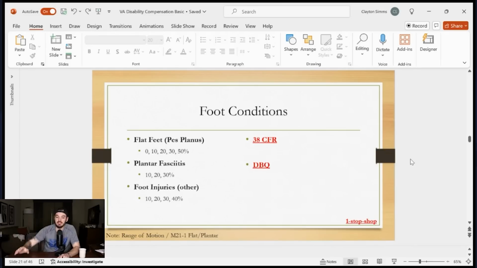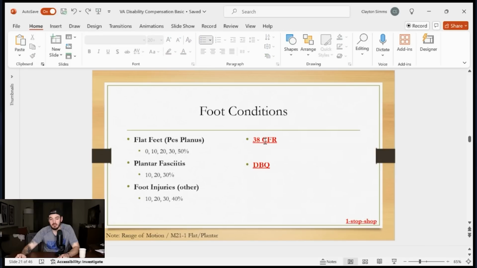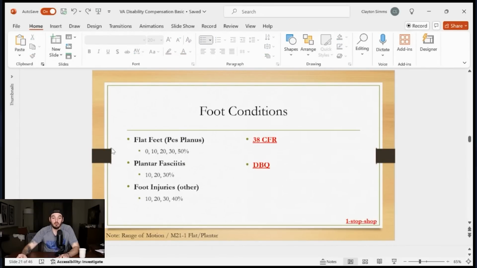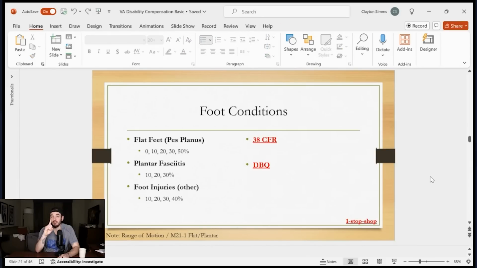Then we have foot conditions, flat feet, plantar fasciitis, and other foot injuries. There are a lot more foot conditions, all covered in 38 CFR and this DBQ. And side note, in the advanced course, we're going to cover M21 TAC 1. For instance, you can only have one rating for flat feet and plantar fasciitis. One rating. That's it. VA policy dictates one.